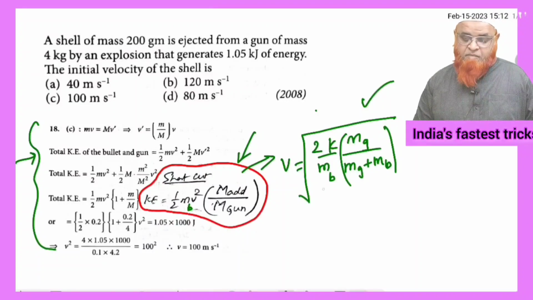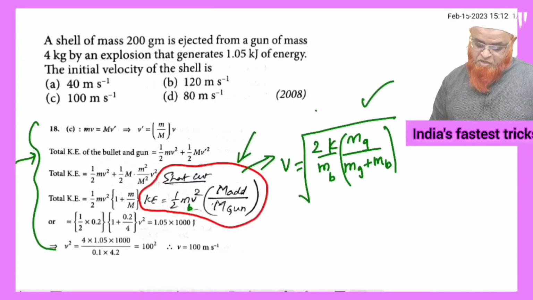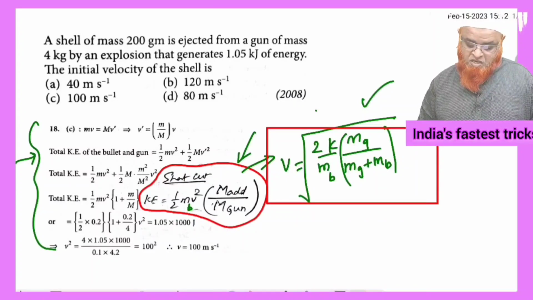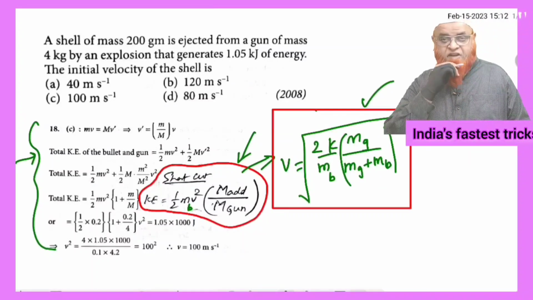velocity is equal to square root of 2k by mass of a bullet into mass of a gun by mass of a gun plus mass of a bullet. So this is going to be your shortcut formula here. Okay, hope you have understood. This is going to be your shortcut formula. Use this shortcut formula, substitute the values given here and get the answer in meters per second.